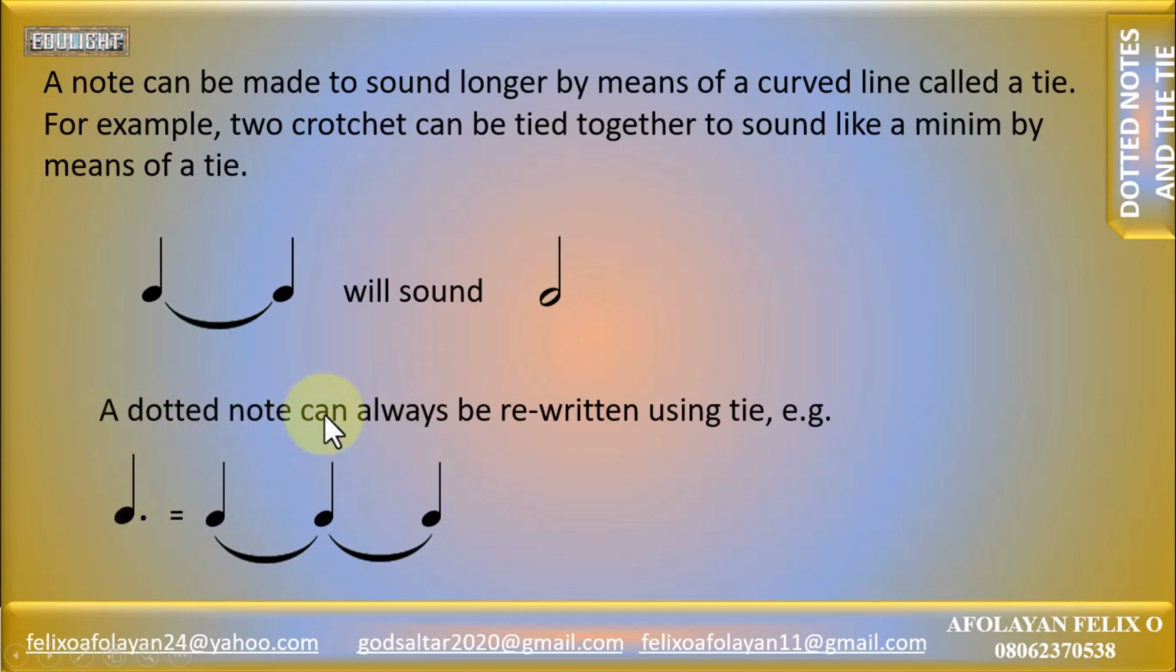Now, a dotted crotchet, when it's a dotted note, can always be written using a tie. And this one now is 2. When you add 1, it becomes 3. So you can as well write like this and put a tie instead of the dotted note.